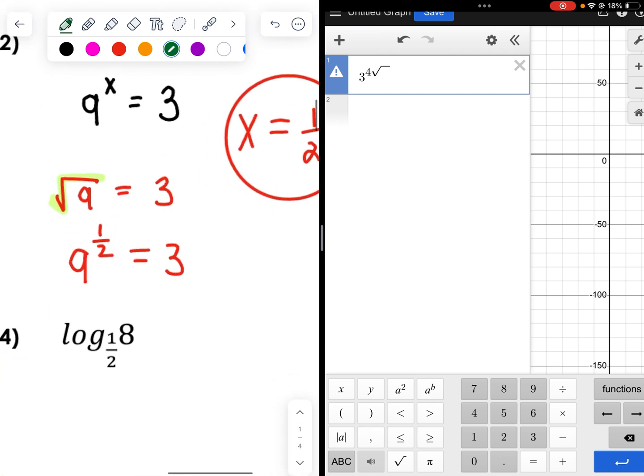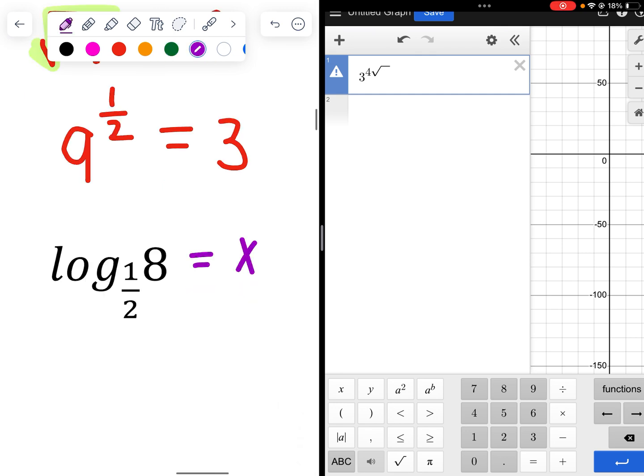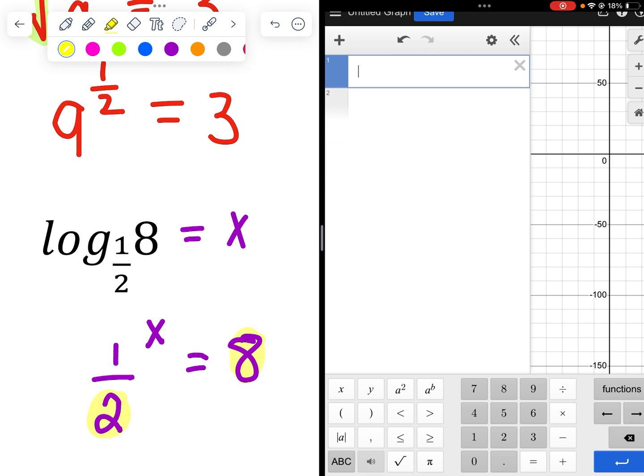Number 4 here, we have log base 1/2 of 8, sorry. So this one is asking you 1/2 to what power equals 8. Again, if you can relate the relationship between 2 and 8 using an exponent, I know that 2 squared is 4, and hopefully we know that 2 to the 3rd is 8, or you might see that on the chart, the relationship between 2 and 8.